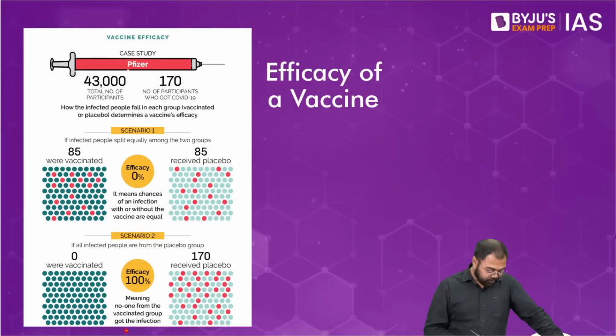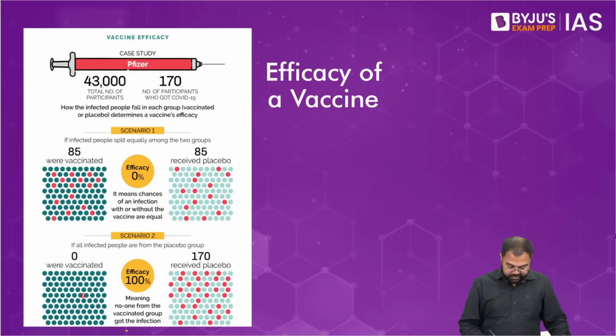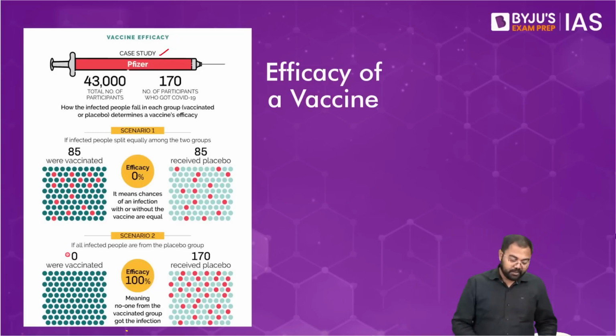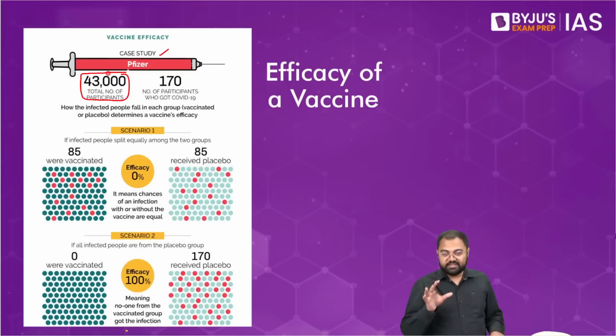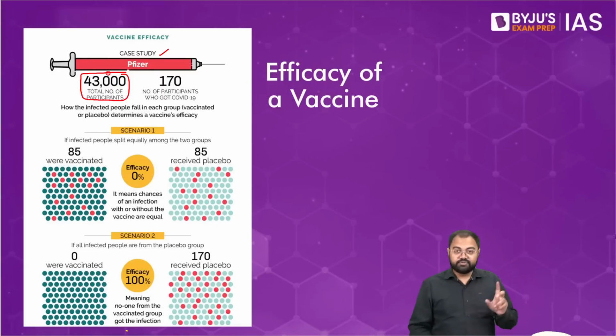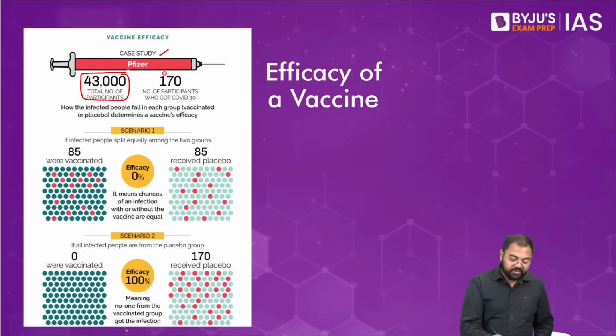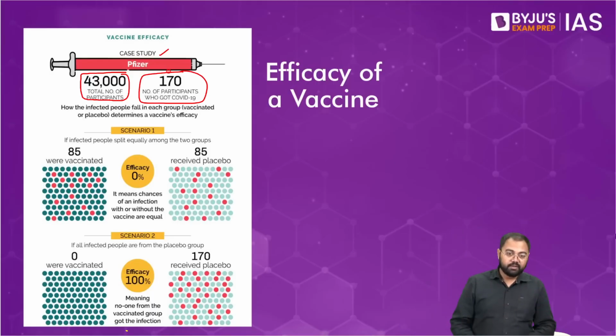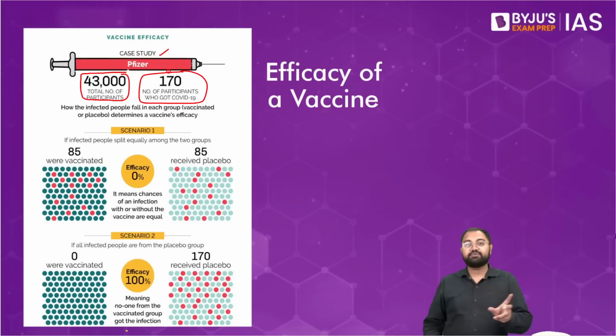So what happens in efficacy and how we calculate efficacy, just look at this figure. This is the case study of the Pfizer COVID-19 vaccine that was used largely in the US. Now there, in the test of efficacy, there were a total of 43,000 participants. These 43,000 participants were a part of the clinical trials. Out of these 43,000 participants, there were 170 participants who got infected with COVID-19 even after being vaccinated. All right, even after being vaccinated, they still got infected with COVID-19.